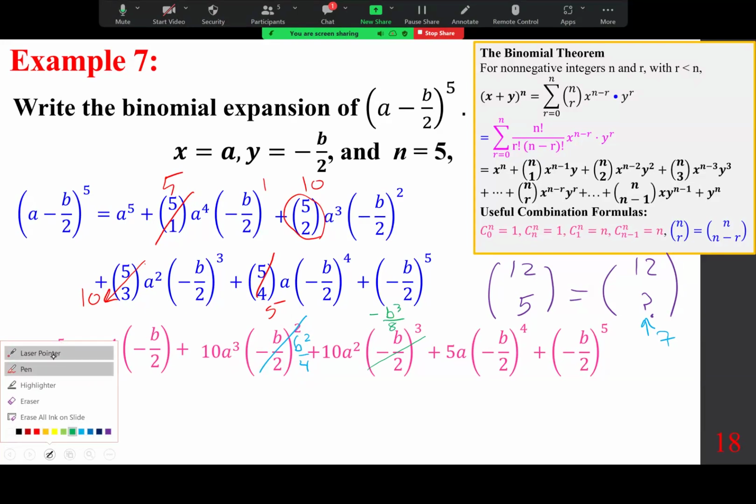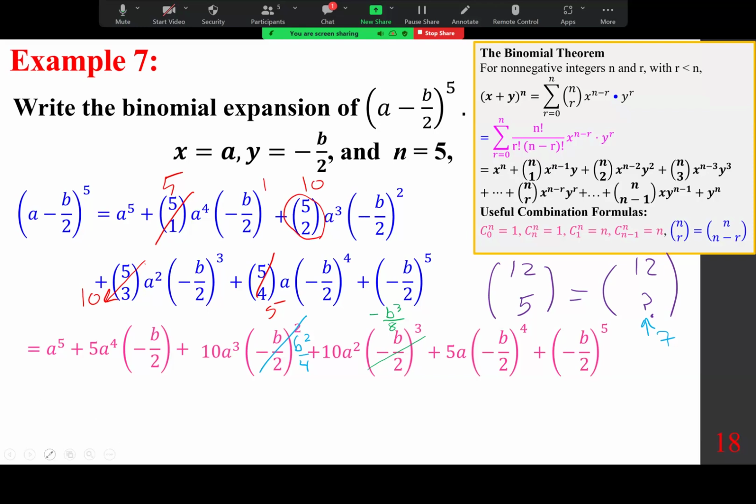Minus b cubed over 8. So plus 10 over 8 becomes plus 5 over 4. Negative makes it negative 5 over 4, a squared b cubed.